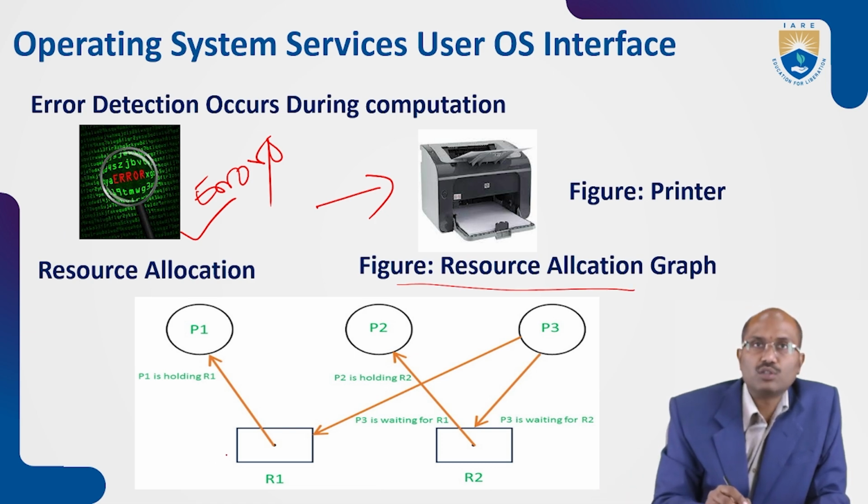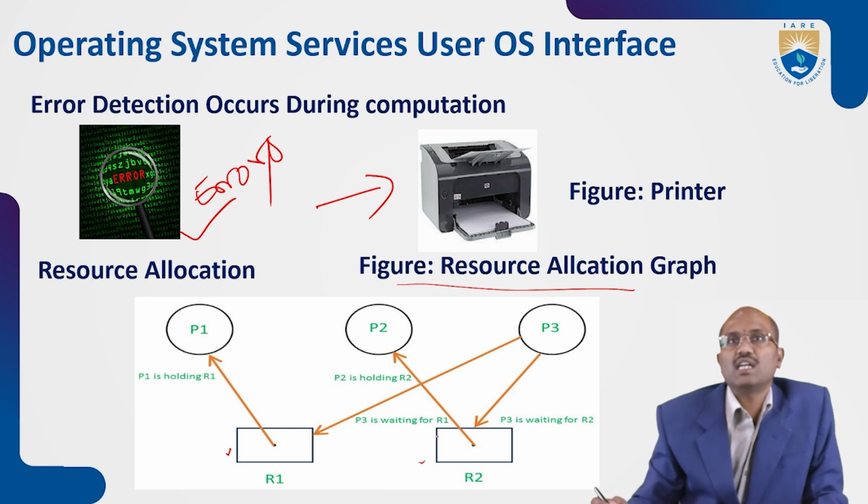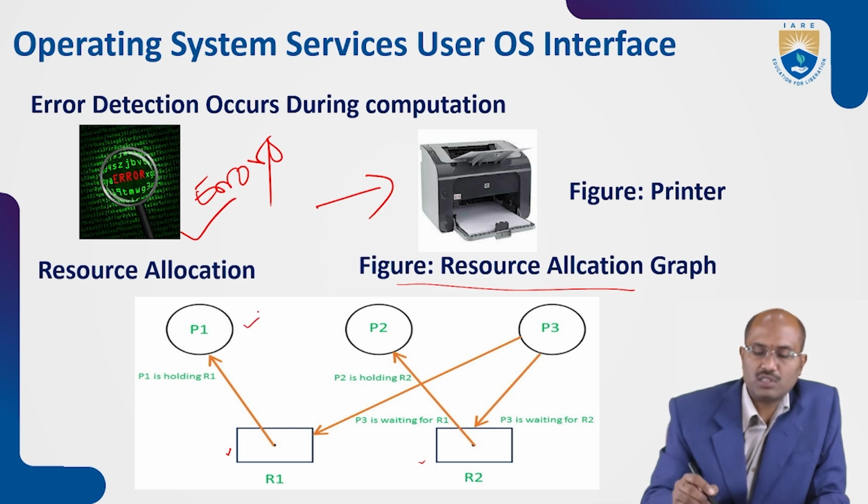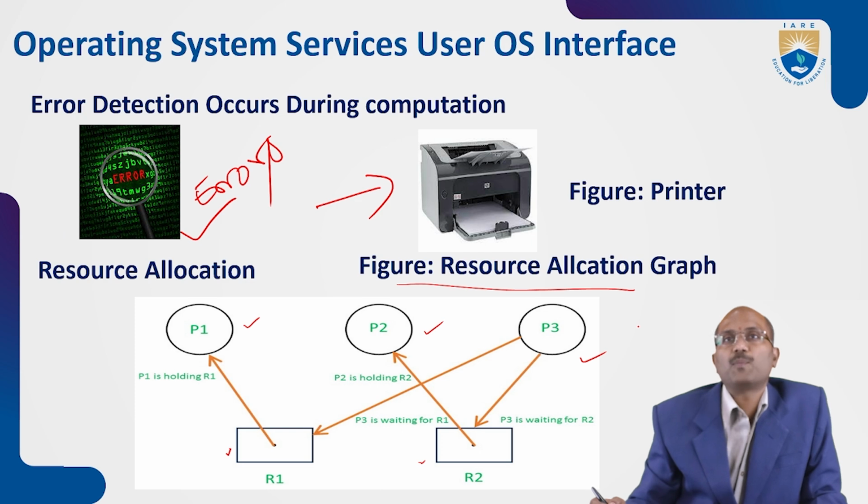The resources are R1 and R2, shown as rectangular boxes. The circles are processes: process P1, process P2 and process P3. All processes are communicating with the resources.